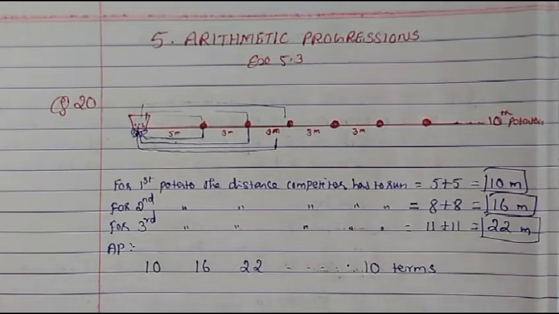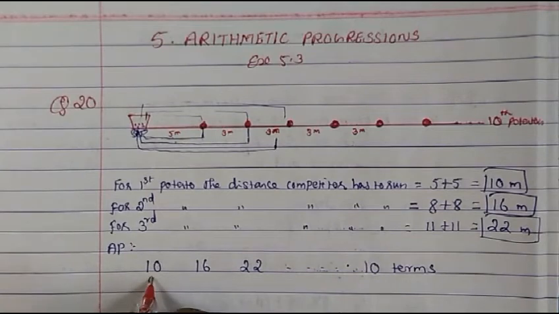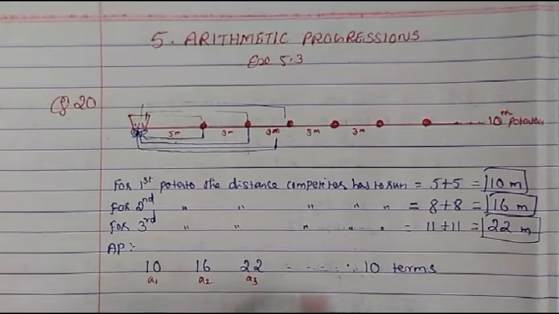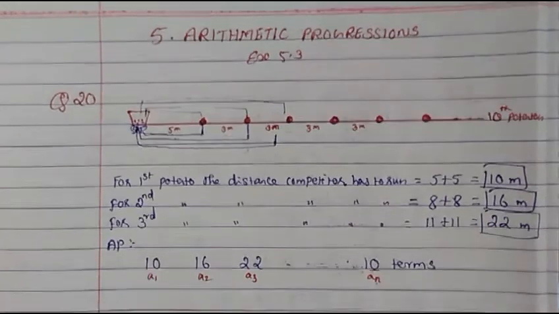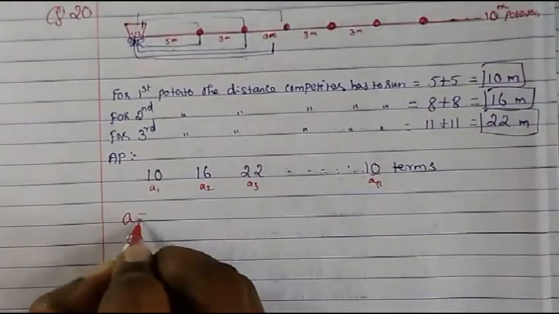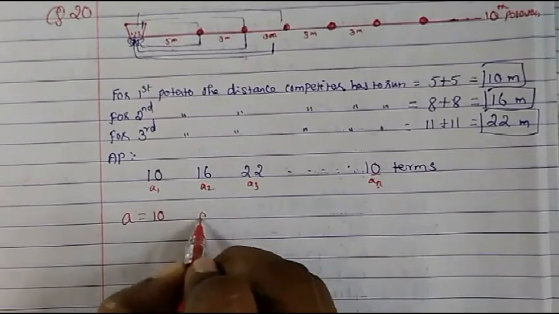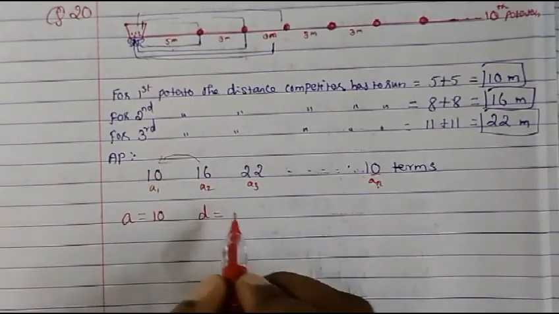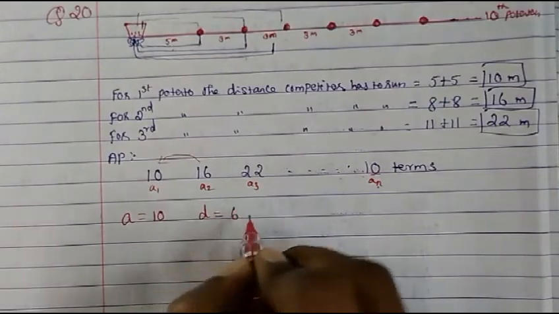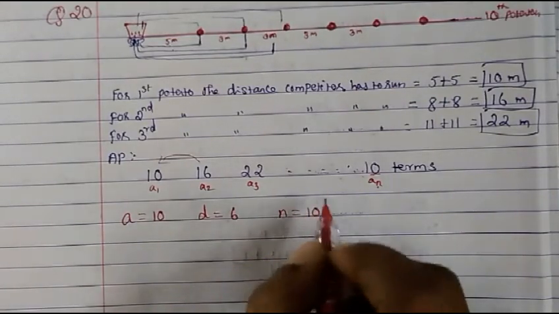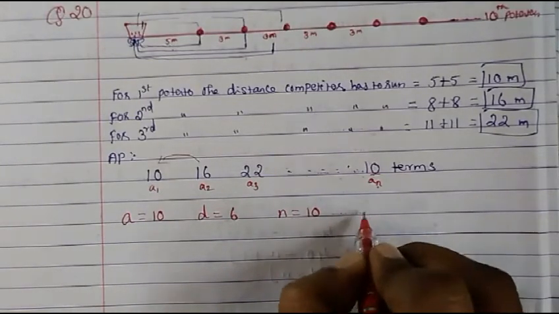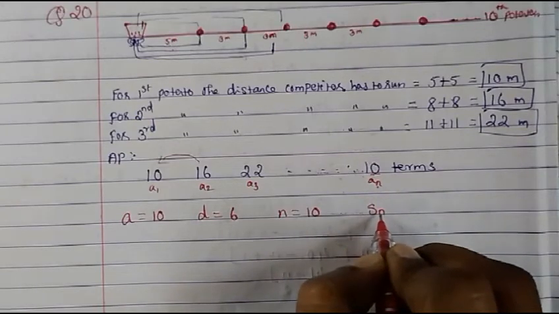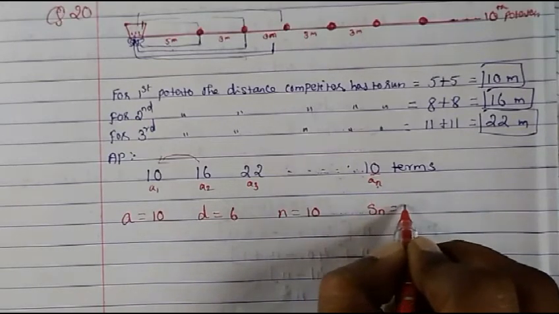So what are the values we have? Let's write down. This is our a1, a2, a3, and this is an. The number of terms n is given to us, that is 10. So we have the a value, that is 10, and the common difference d is 16 minus 10, which gives us 6. Then we have the n value, we know 10 potatoes. So the number of potatoes is 10.